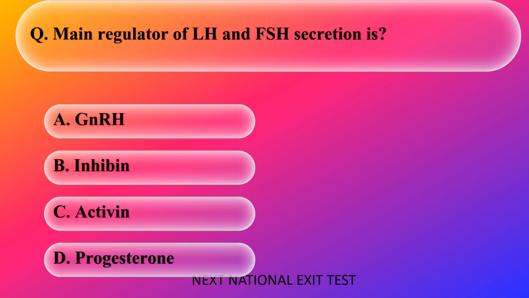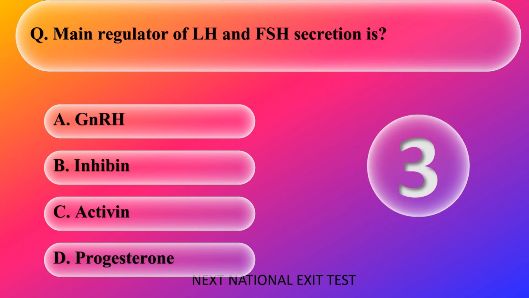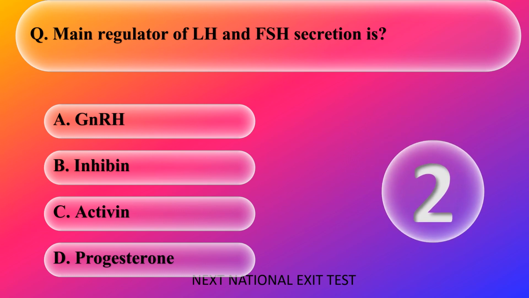So the main regulator of LH and FSH secretion is GnRH or LHRH. LHRH means luteinizing hormone releasing hormone. So the correct option is A. GnRH.